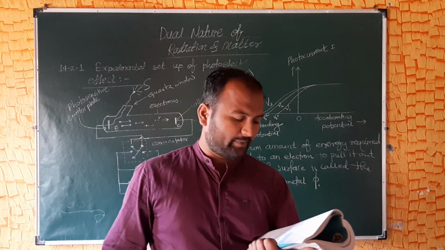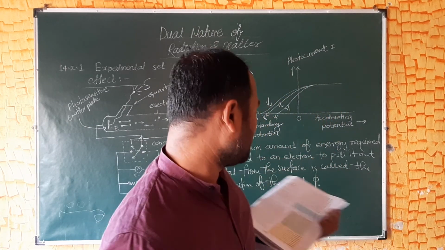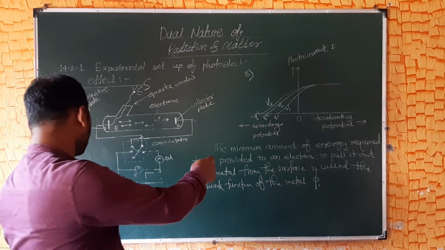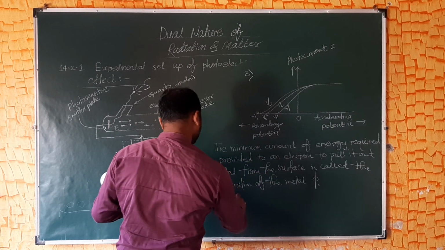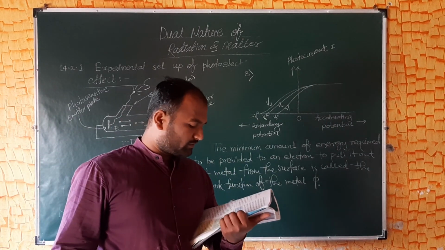So work function depends on the properties of the metal and the nature of its surface. The values of work function of metals are generally expressed in a unit of energy called electron volt. So we express it in electron volt.